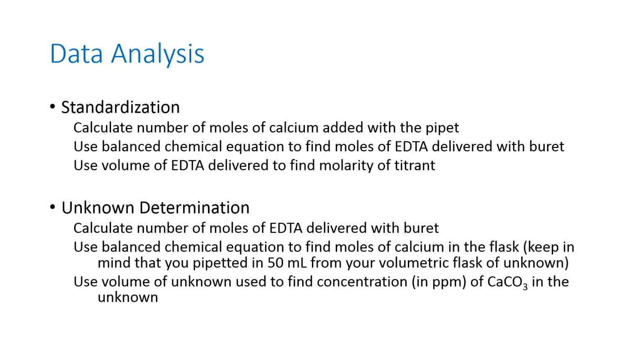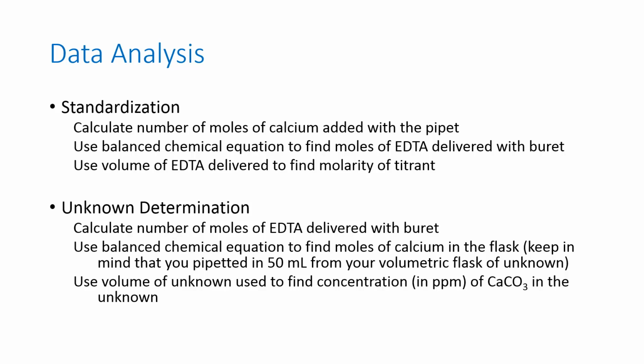You're going to calculate the number of moles of calcium that you added with the pipette when you pipetted out of your primary standard bottle. You're going to use the balanced chemical equation to find the number of moles of EDTA that you delivered with the burette at the equivalence point, and then use the volume of EDTA to find the molarity. Once you've done that, you do your unknown determination, and then you just do this calculation in reverse, essentially.